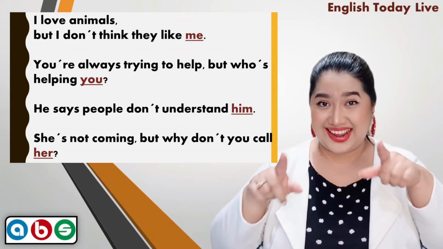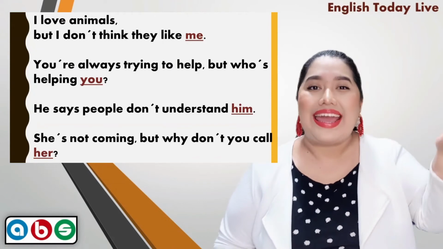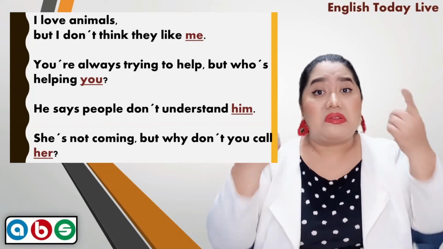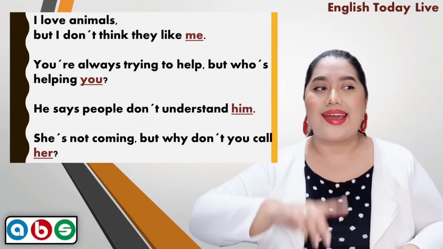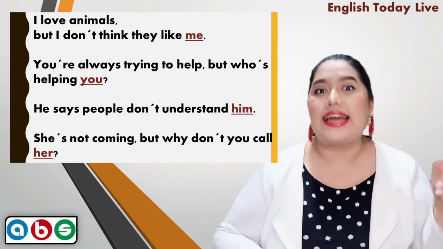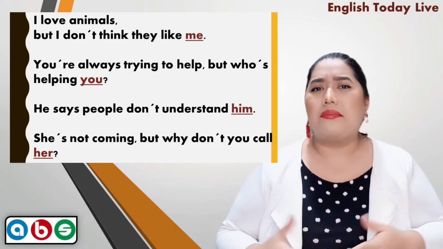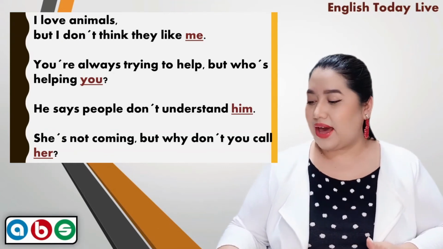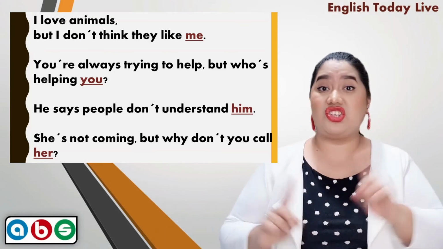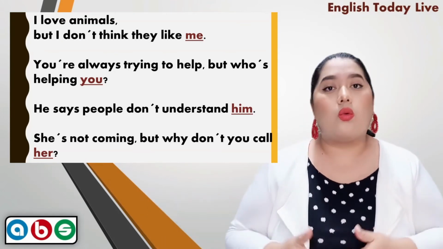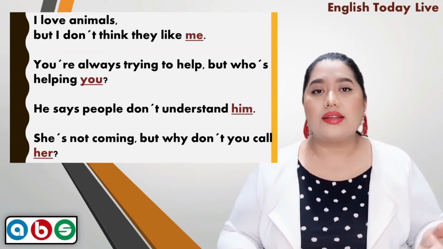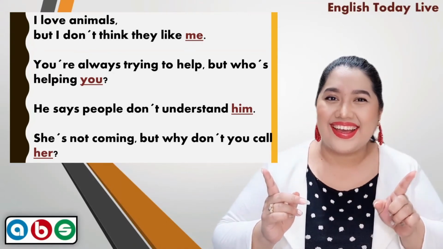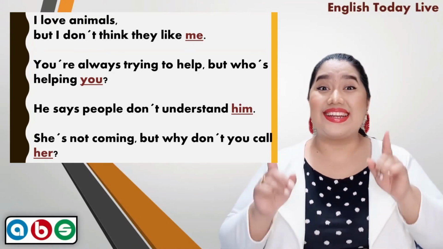Well, now let's move to the next example. And now we have: he says people don't understand him. Okay, he and him. In this case, he says that people don't understand him. Him. Yes? Okay, and now we have: she's not coming today. But why don't you call her? She and her. I use the correct object pronoun. Let's see the next example.